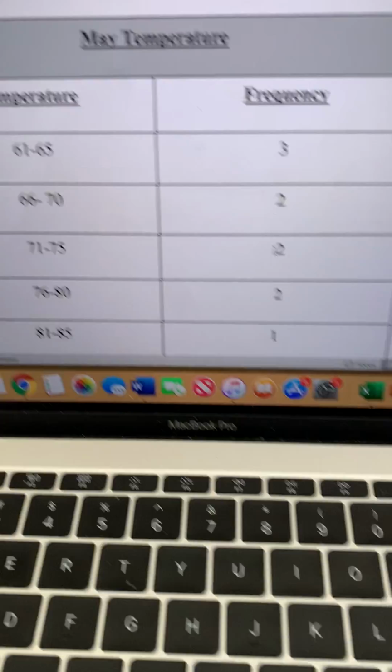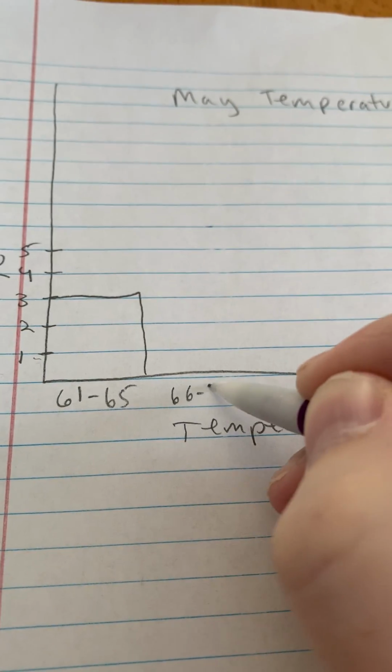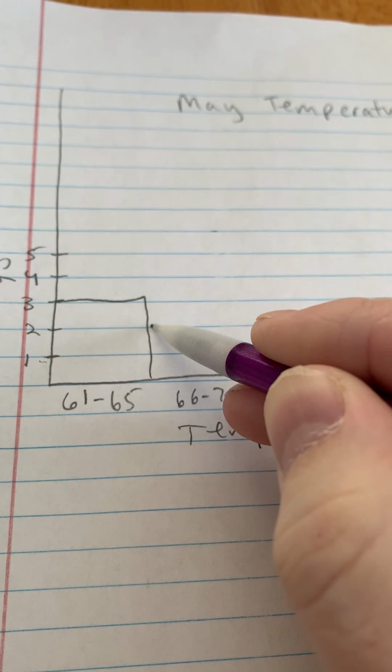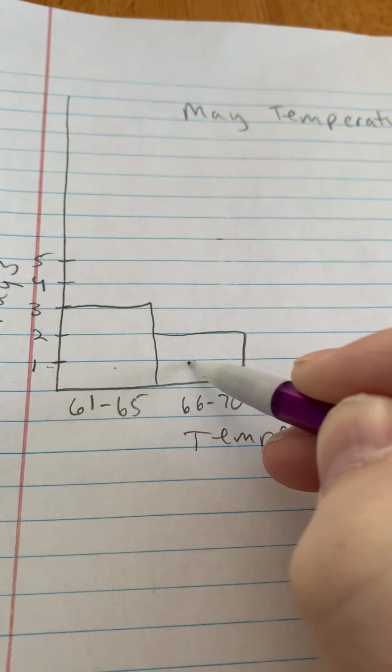Okay. My next interval is 66 to 70. So I'm going to write 66 to 70. And this one, according to the chart, only goes up to 2. So I'm going to make it up to 2. Notice that these two bars are touching each other. In a histogram, they're always touching each other.